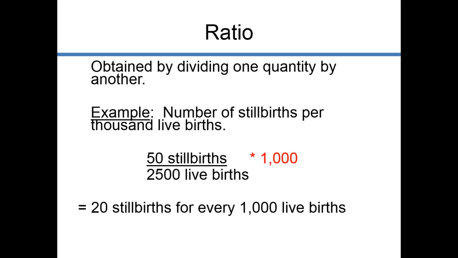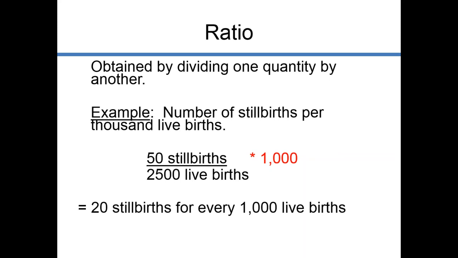Here's another example, obtained by dividing one quantity by another. So the number of stillbirths per 1,000 live births. So here we have 20 stillbirths for every 1,000 live births. Now, why did we multiply by 1,000? Well, we do that in epidemiology. We multiply by some number. If it's a percent, we multiply by 100 and only 100. You're not going to have more than 100% or less than 0%.